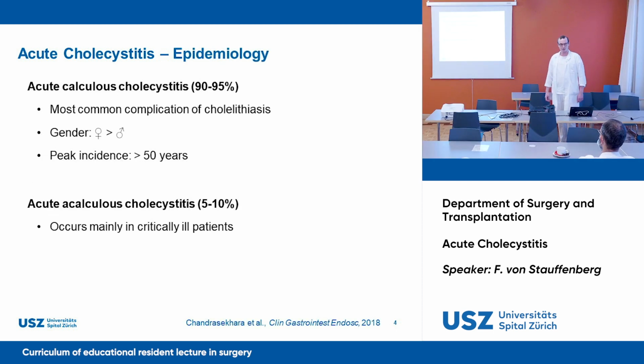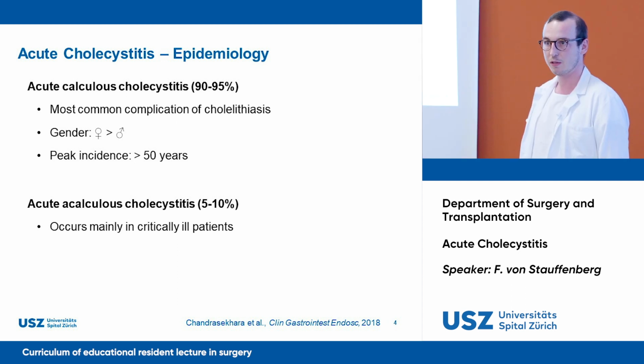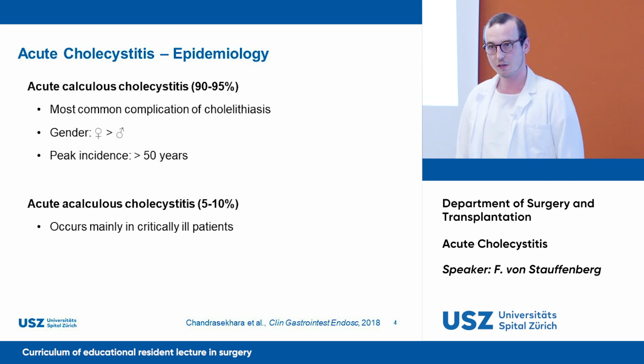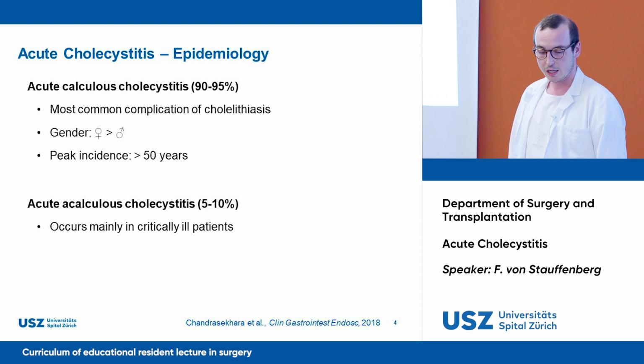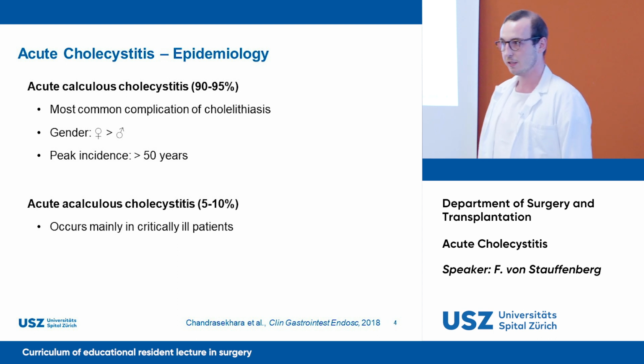There are two main types of acute cholecystitis. We have acute calculous cholecystitis, which makes up to 90 to 95% of the cases, and is the most common complication of cholelithiasis. It affects more females than males, and it has a peak incidence in patients over 50 years of age. Acute acalculous cholecystitis, without the presence of a gallstone, makes up to 5 to 10% of cases and occurs mainly in critically ill patients.